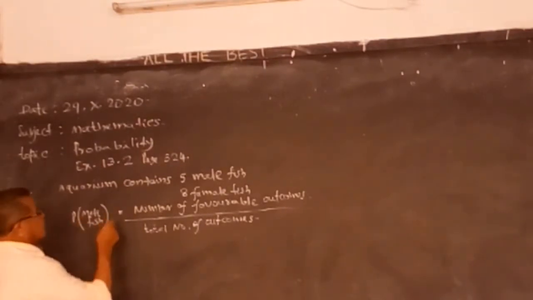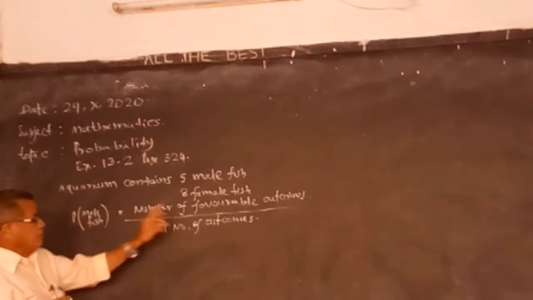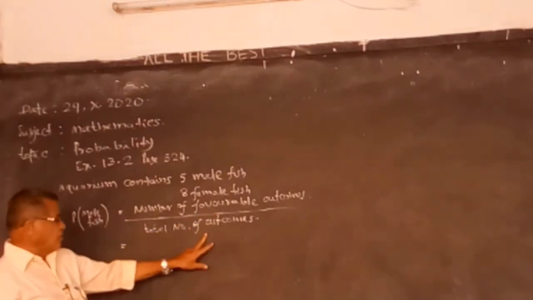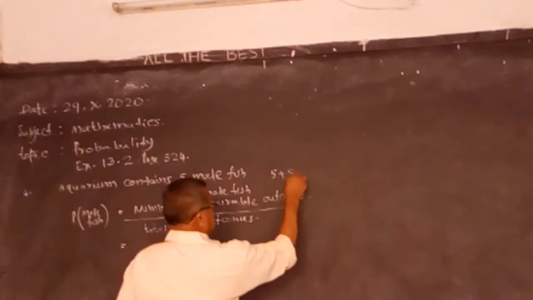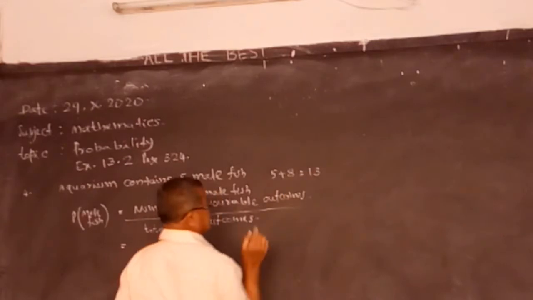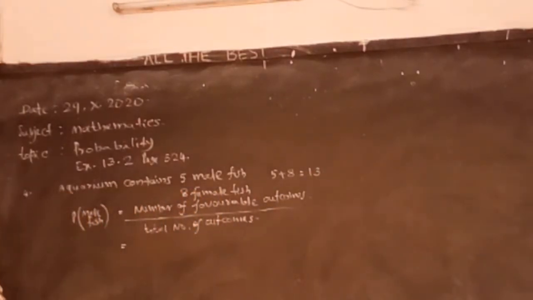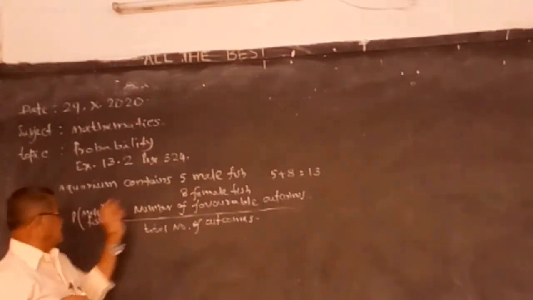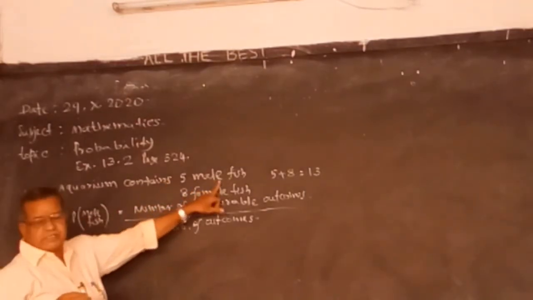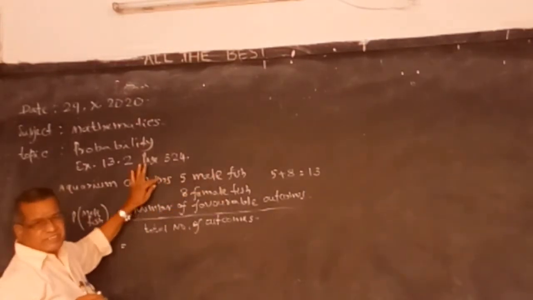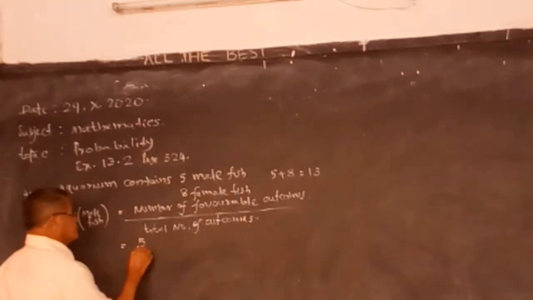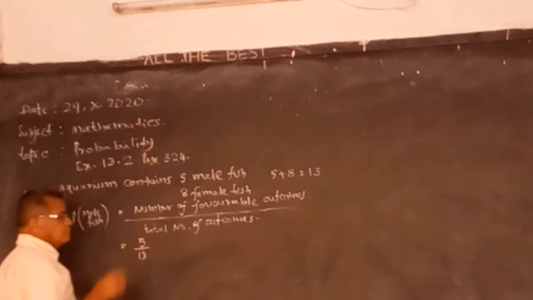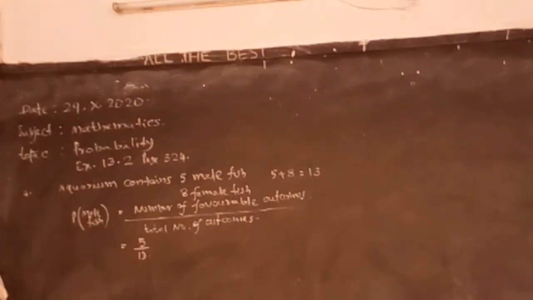Now, for male fish probability, the favorable is male fish. Total outcomes 5 plus 8. Total number of outcomes are 5 plus 8, 13 fishes. Favorable outcomes, asked in the question, male fish. How many male fish? 5. So write here 5 by 13. That's all. Very simple. This is the fourth question.